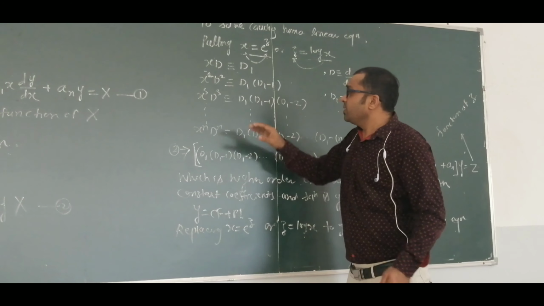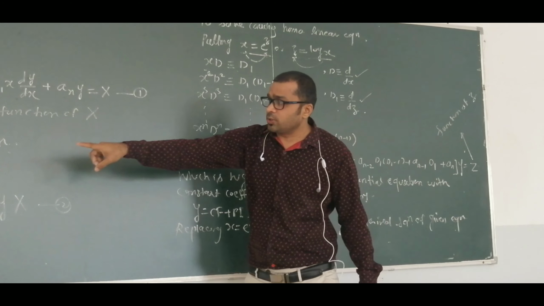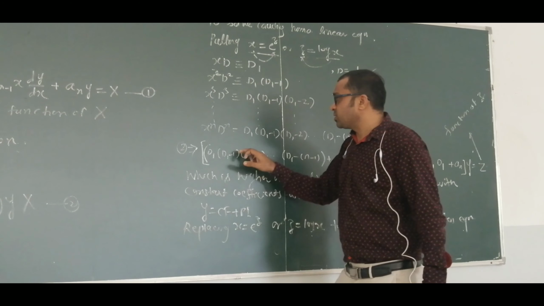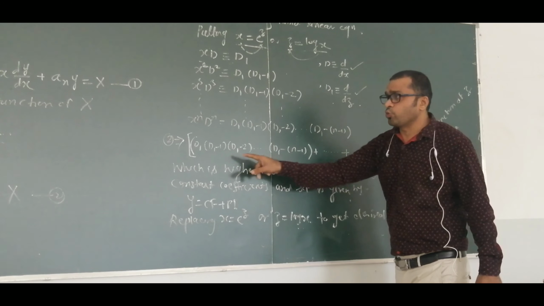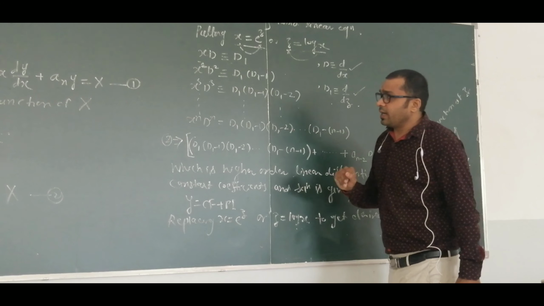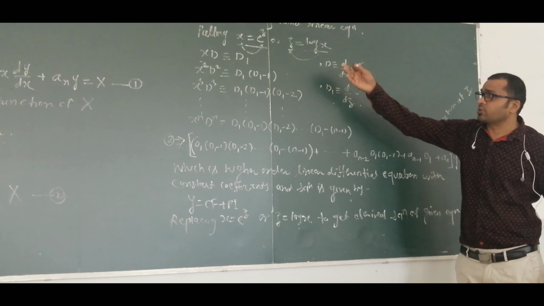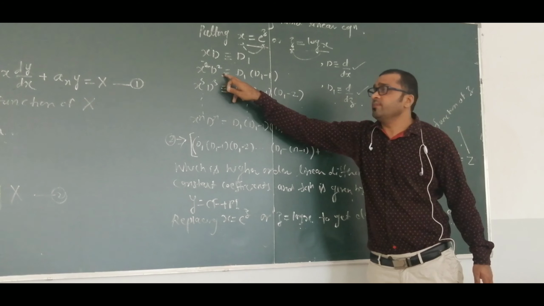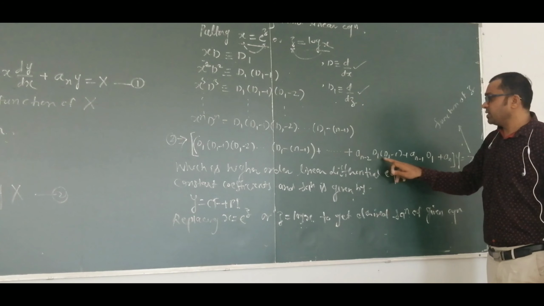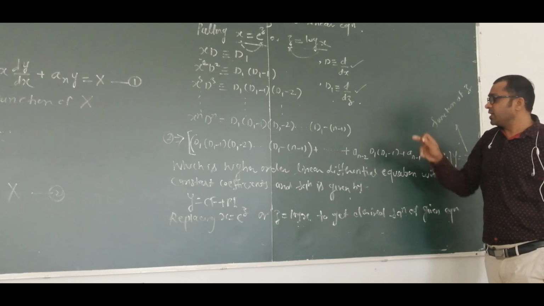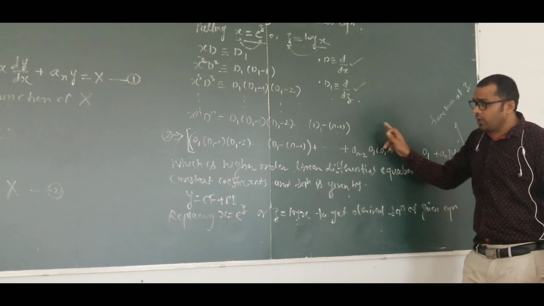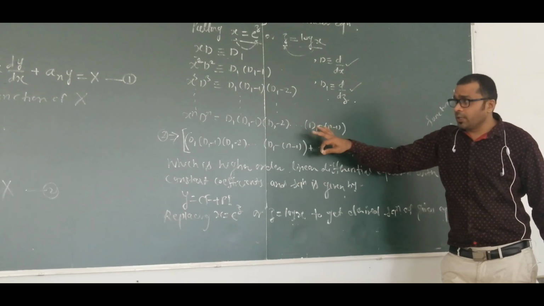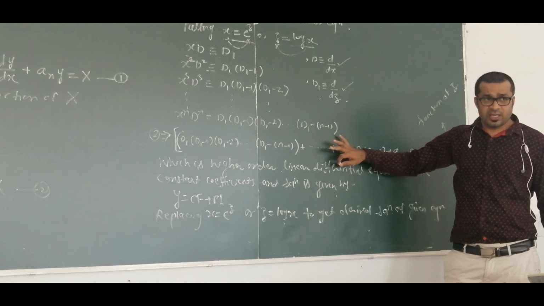So we'll substitute that here. This quantity, that is the first term x to the power n D to the power n, is replaced by this quantity. We have this one plus so on. Then I replace the previous quantity, that is x square D square by D1 minus 1 D1, and xD by D1.